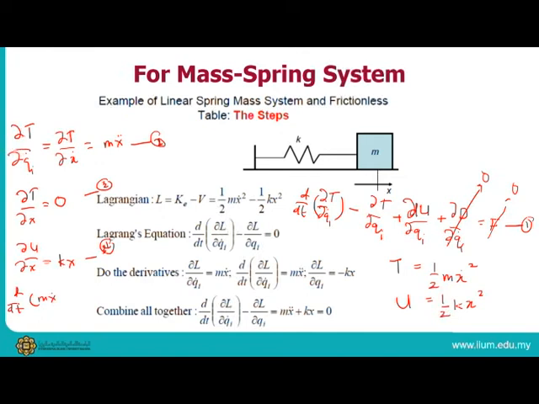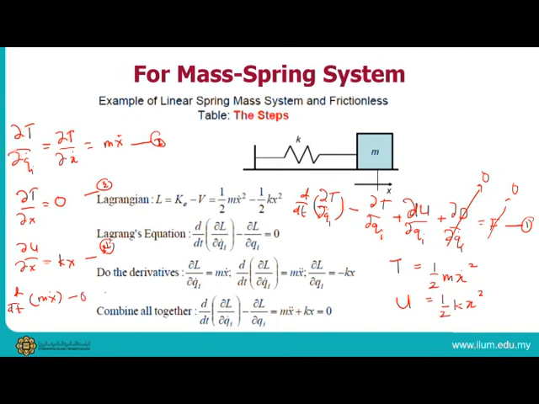Mx, no, sorry, that's not mx double dot, it's actually mx dot only, right? Mx dot only. It's only one dot. There's no double dot, because this one we differentiate the x dot, right? We do not differentiate with the time yet, so it's actually mx dot, and then minus 0.